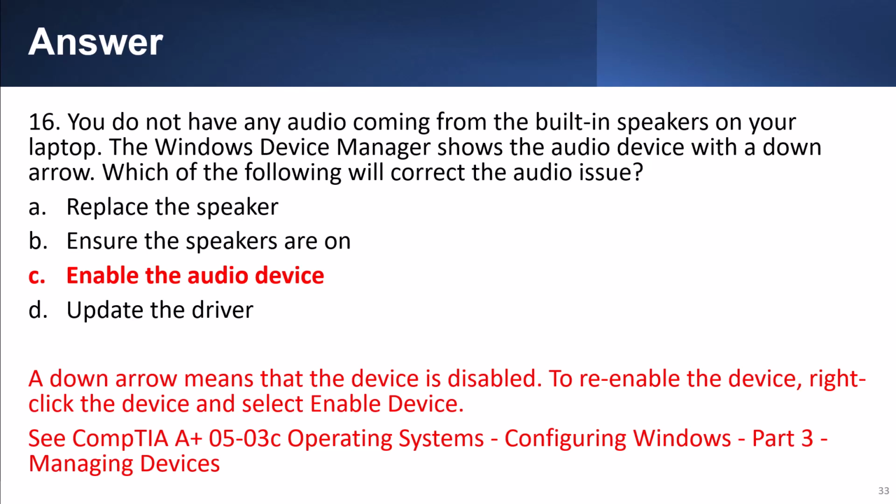Answer: enable the audio device. A down arrow means that the device is disabled. To re-enable the device, right-click the device and select Enable Device.